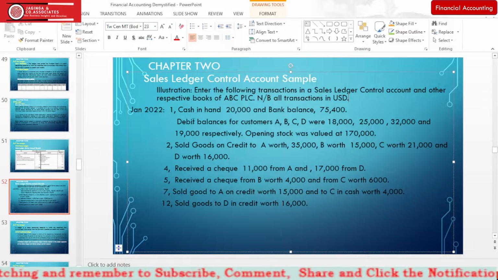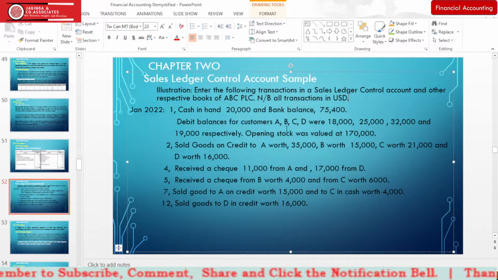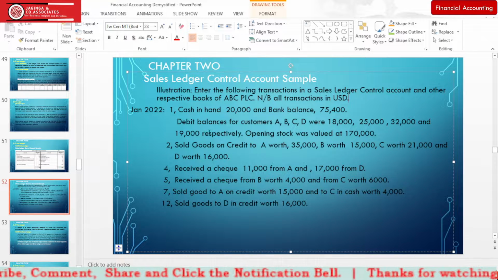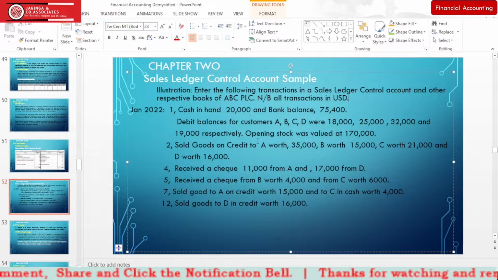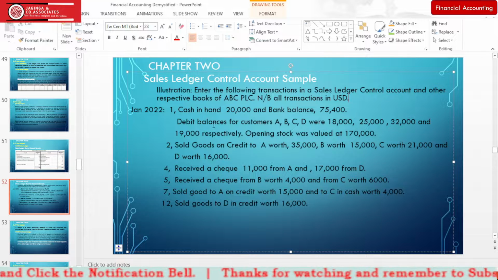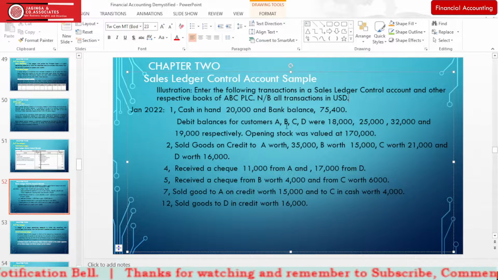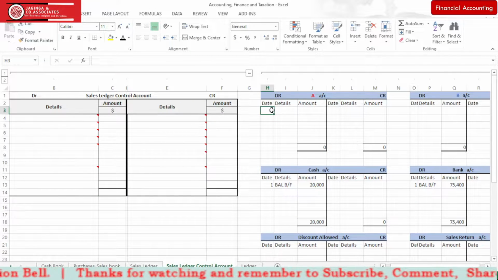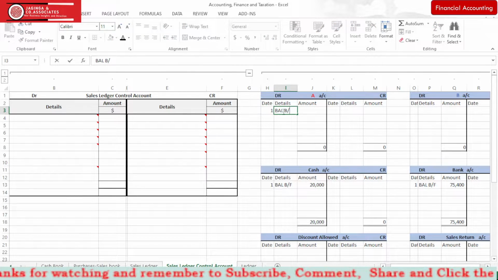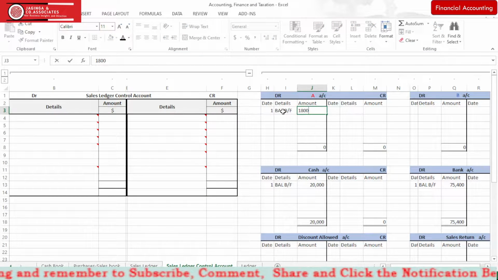And then when you go to 1st of February, again you're being told that the debit balance is for customers A, B, C, and D with 18,000, 25,000, 32,000, and 19,000 respectively. Opening stock was valued at 170,000. So we had debit balances of customer A as 18,000. So customer A, balance brought forward was 18,000.